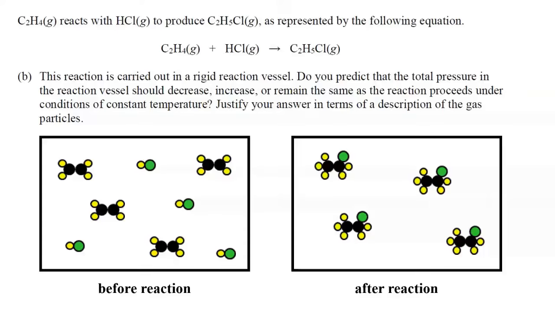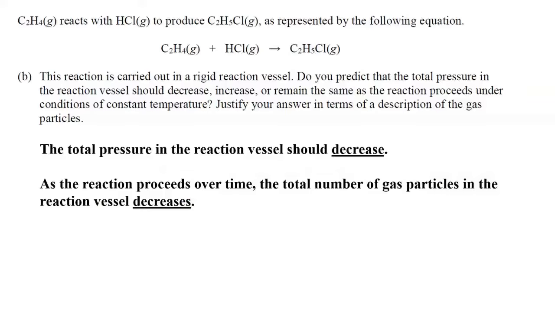So the total number of gaseous particles is going to decrease as this reaction proceeds because we have a total of 2 moles of gas in the equation on the left, and we have 1 mole of gas in the equation on the right. So the answer is decrease. The total pressure in the reaction vessel should decrease, and it's about how the number of gaseous particles in the reaction vessel is decreasing as the reaction proceeds over time.